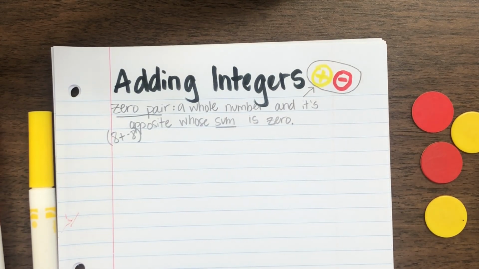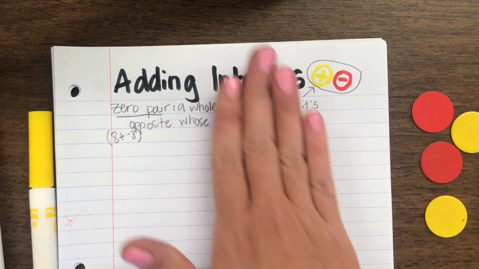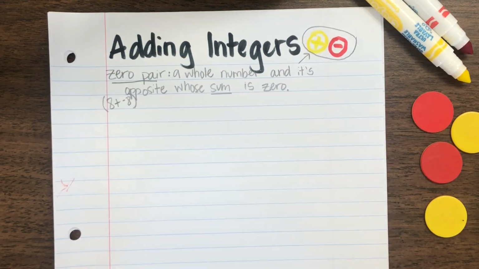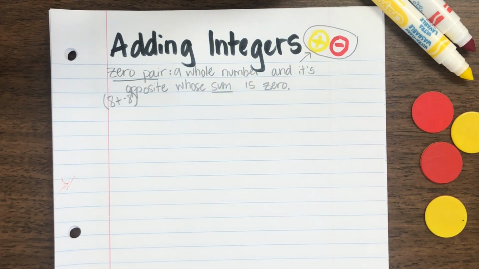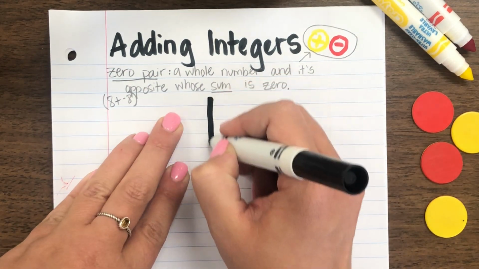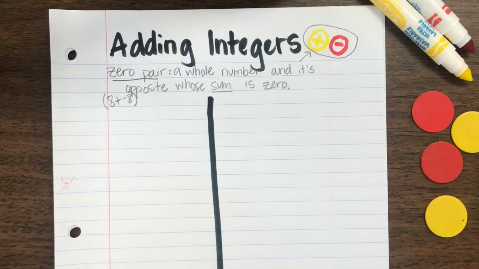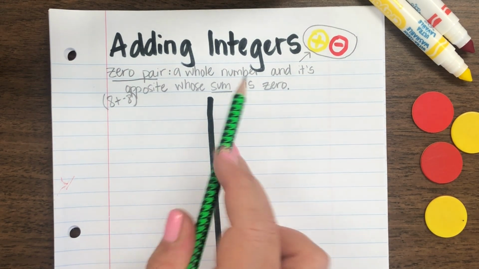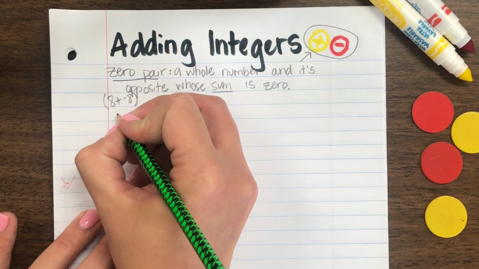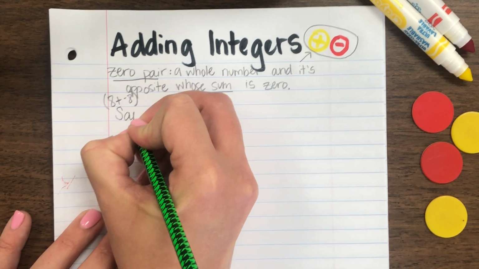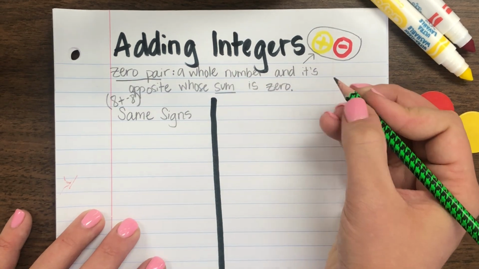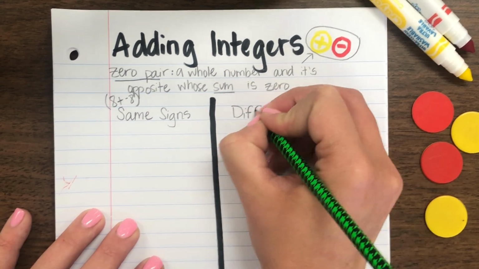So before we get into adding integers, we definitely need to make sure that we understand these terms here, and then we'll use them as we go. So let's go ahead and I'm going to draw a line down the middle of my paper, because basically there's two types of integer addition problems. One of them is when the signs are the same, and the other is when you have different signs.